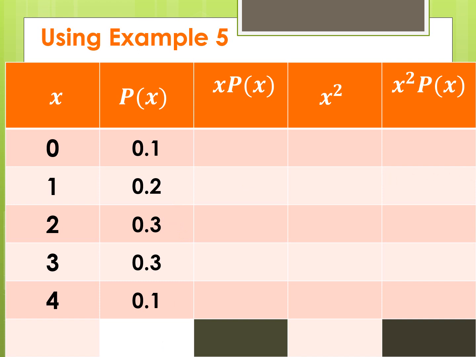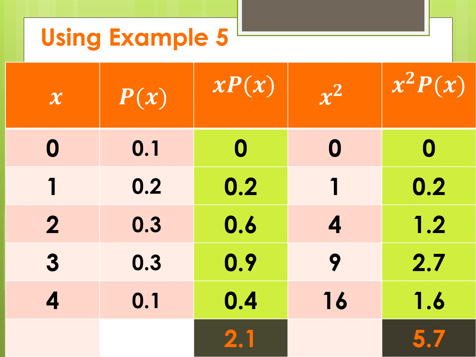So for the solution, we'll have the following. Ito na siya. So 2.1 pa rin definitely yung ating expected value or yung mean natin. Yung fourth column, we have 0, that is 0 square. 1 square, we'll get 1. 2 square, that is 4. 3 square, that is 9. 4 square, that is 16.